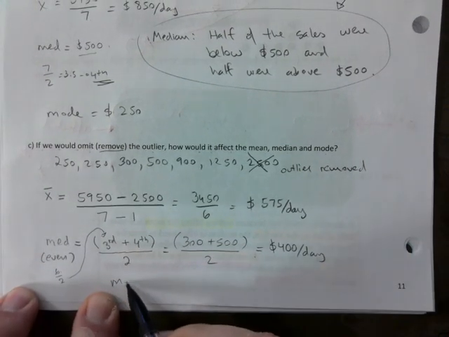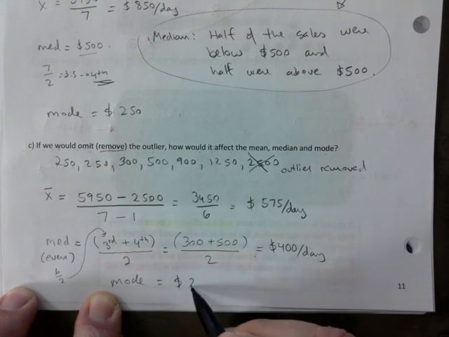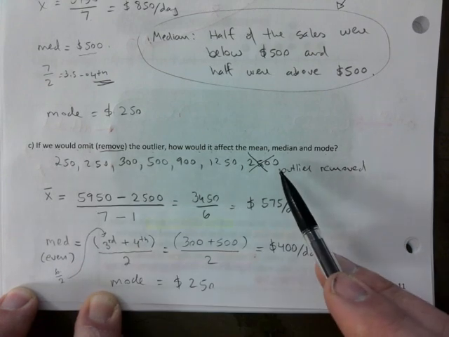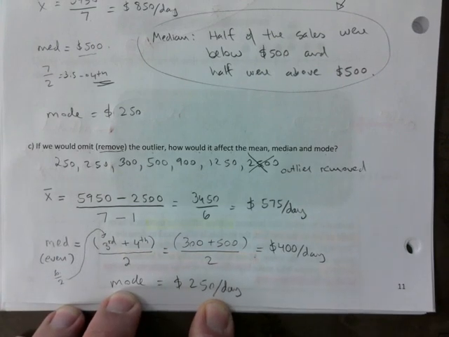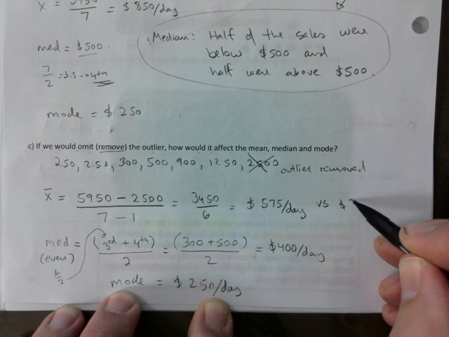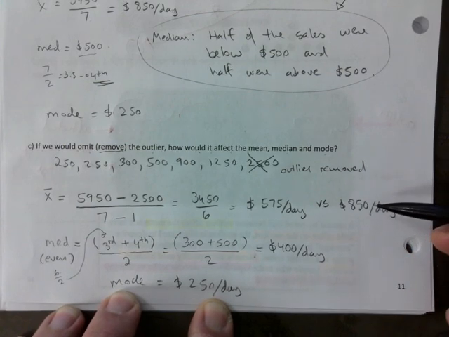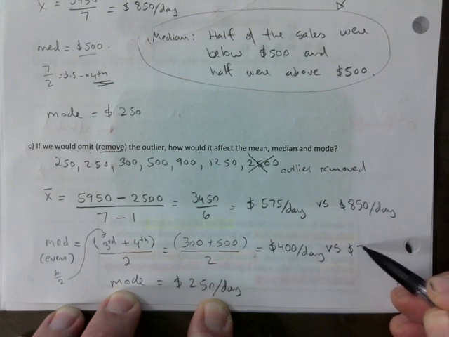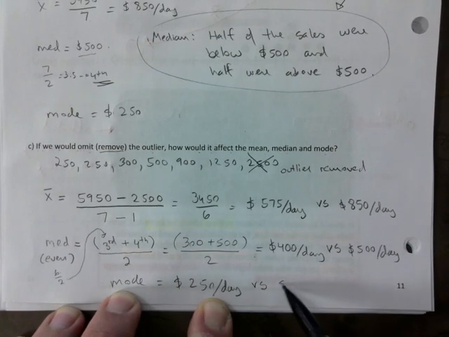And my mode, what's my mode? It's still 250, right? The mode has not been affected because it's over here. Removing that outlier did not affect it one bit. Okay, so it's this many sales per day. So what was this before versus now? 850 a day if you included the outlier, versus 500 a day, versus 250 a day.